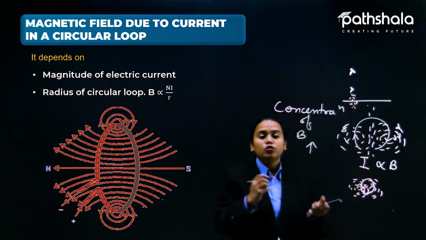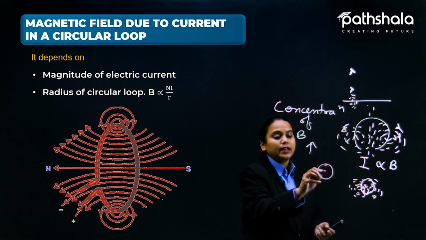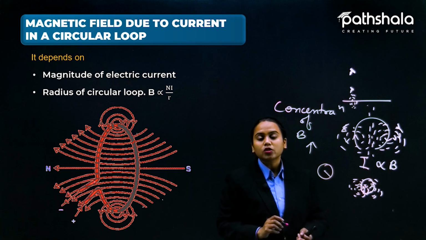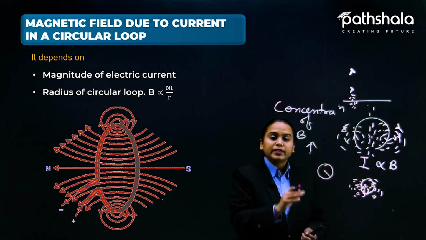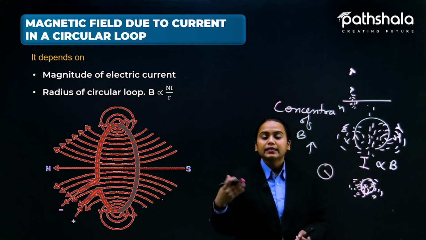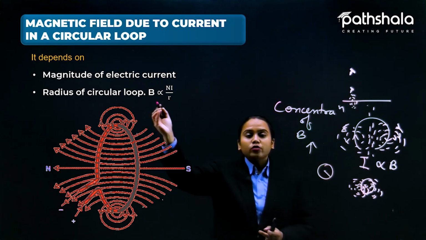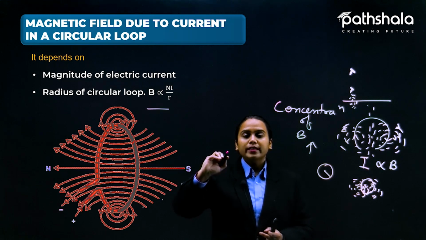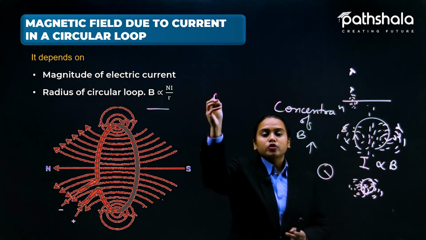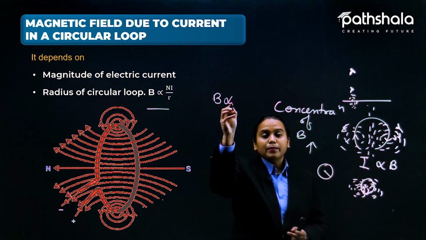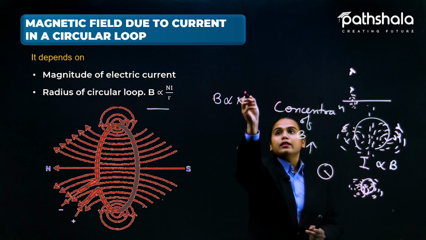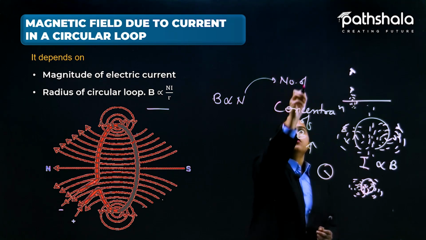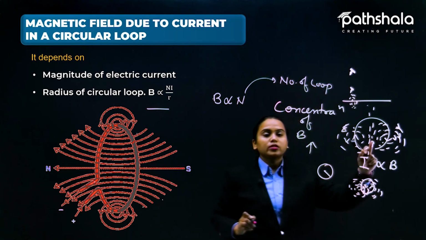Radius is what? You know that in mathematics we have seen that the distance from the center point to the circumference of the circle is known as the radius. And if we are reducing the radius, the magnetic field is going to increase. As you can see here, there is a formula that is written. So what is this formula showing? B is directly proportional to N. N is what? Number of loops. Here N is the number of loops. So this is just one loop.